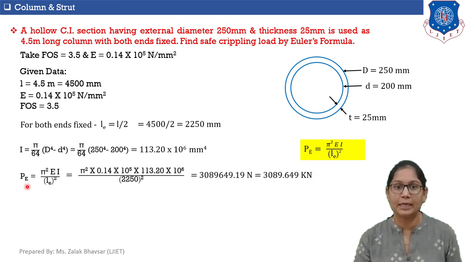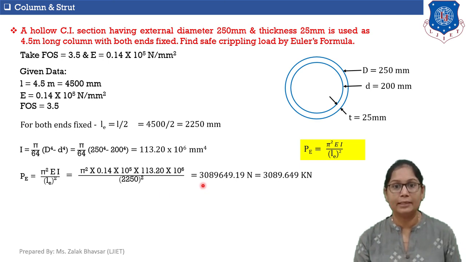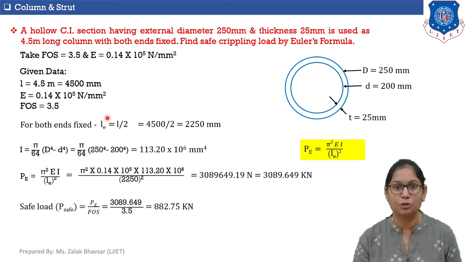Now let's put the values of E, LE and I in Euler's equation to calculate the crippling load. So here PE is equal to pi square EI upon LE square. The value of E which is given is 0.14 into 10 raised to 5. The value of I that we calculated is 113.20 into 10 raised to 6. And the value of LE as we calculated is 2250. So I am getting PE is equal to 30,89,649.19 Newton, and I am converting it into kilonewton. So I am getting 3089.649 kilonewton.